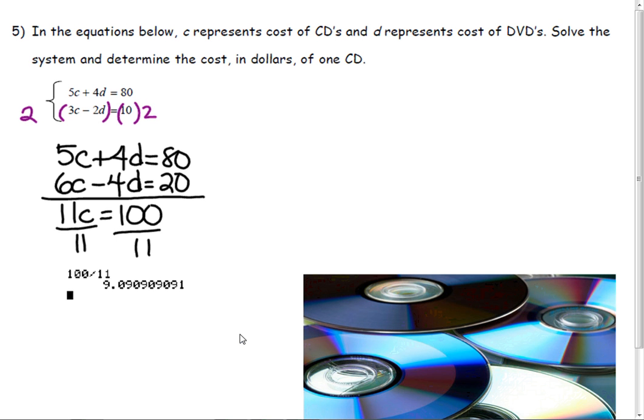So what is that? C? So a CD costs $9. Well, we can check it and see if they're rounding. Probably rounding up. Knowing stores, hard to say.